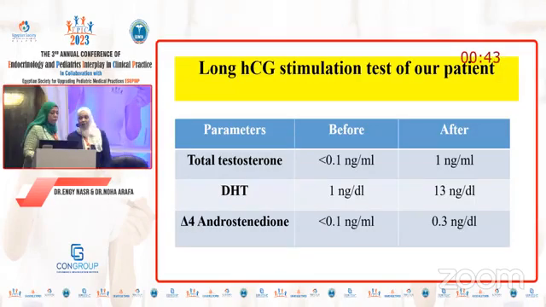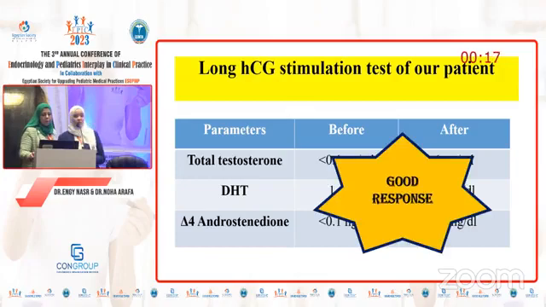For the interpretation, after doing the long HCG stimulation test for our patient, his total testosterone is 1, which is definitely more than double the pre-stimulation level. DHT was 13 and delta 4 androstenedione was 0.3. So according to what we just learned, our patient is having a good HCG response.